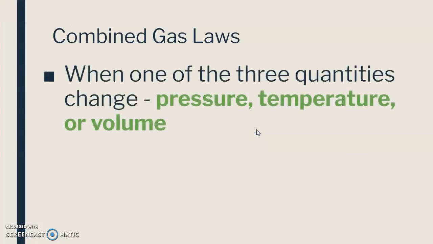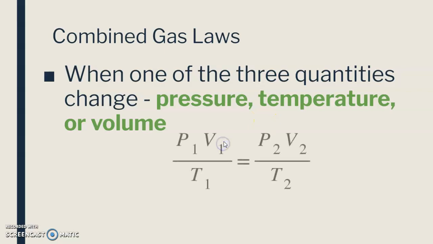With the combined gas law, we're looking at the three quantities that are going to change. The temperature, the pressure, or the volume can change in this particular case. In the previous examples, one would be held constant, but in this case, all three of them can change and will change, all right? And so the equation that we have is P1V1 over T1 is equal to P2V2 over T2.